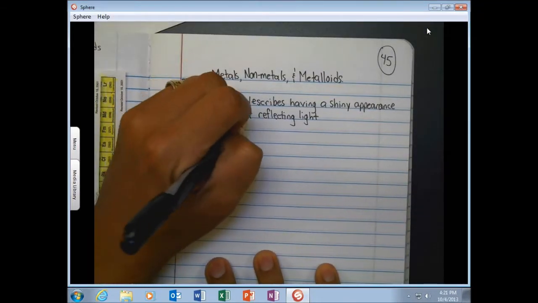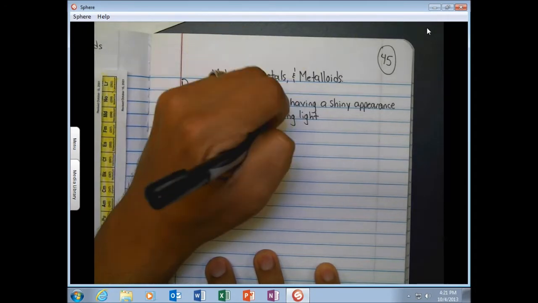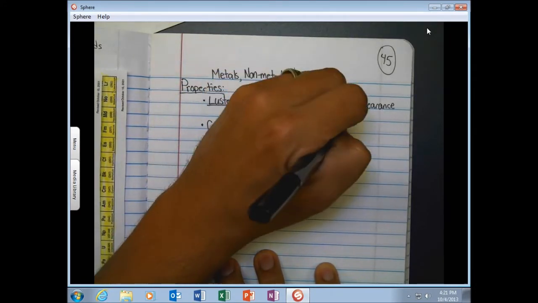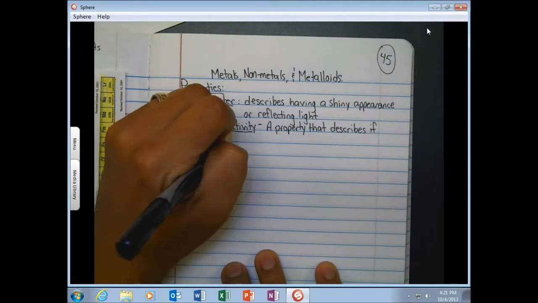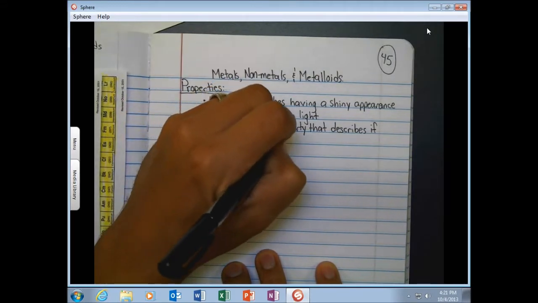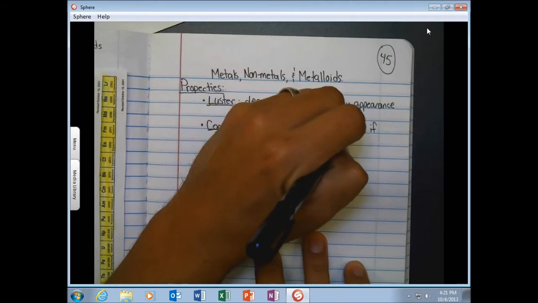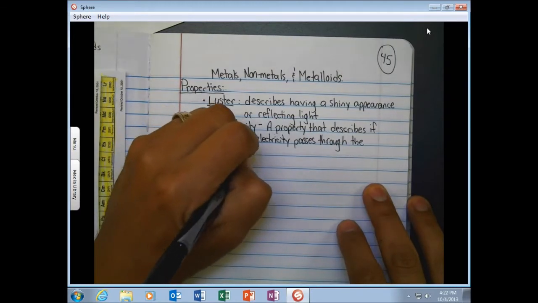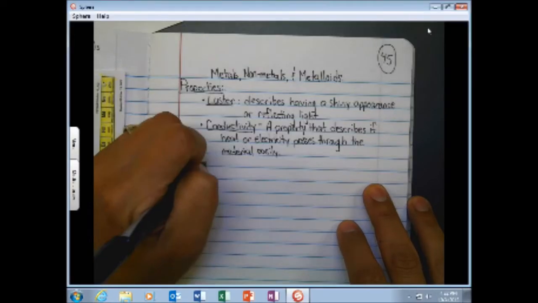The next property we're going to talk about is conductivity, which is a property that describes if heat or electricity passes through the material easily. And we did that in our lab on Friday when we used the conductivity kits. So you can pause here to finish the rest of the definition.